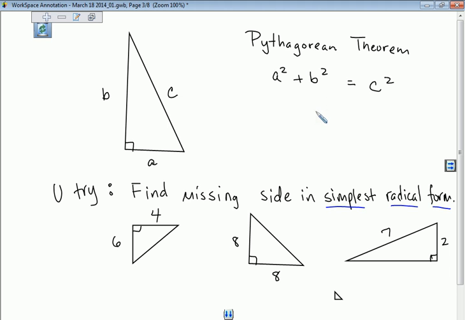Now, we can use the Pythagorean theorem for what kind of triangles? Right triangles. Okay, so in any right triangle, the sum of the squares of the legs is equal to the square of the hypotenuse. You have already learned how to do this. Now this year we added being able to simplify radicals. So I'd like you to take these three problems and find the missing side, but this time, instead of giving a decimal like last year, I want you to give it in simplest radical form, please. Take about a minute.